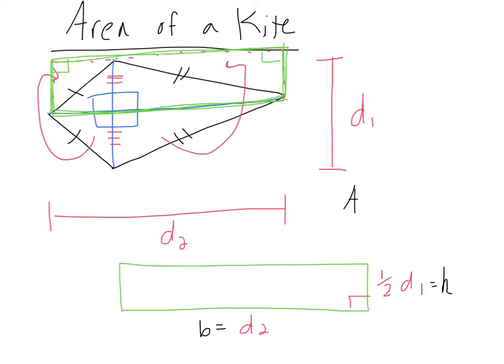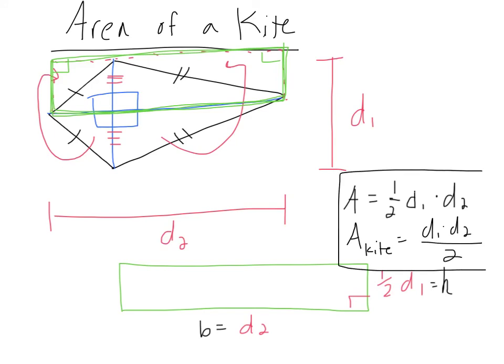So the area of a kite is 1/2 D1, and then times D2. Just to be clear, we have our base times our height. If I multiply 1/2 D1 times D2, that's base times height. That's how I get my formula. And keep in mind, we can also say the area of a kite is D1 times D2, take half. Both of these formulas mean the same thing.